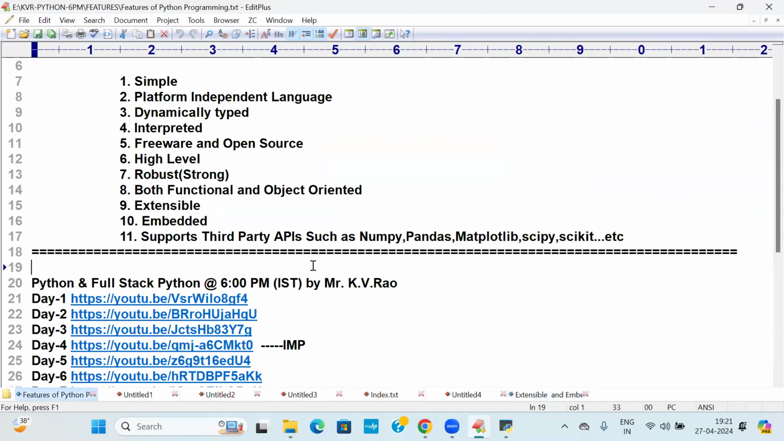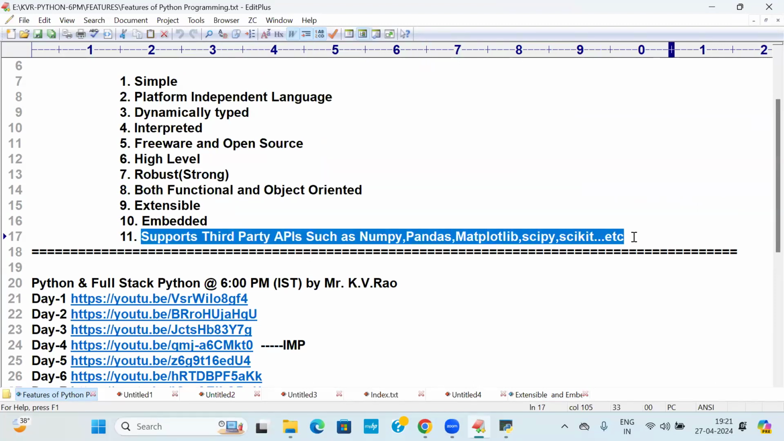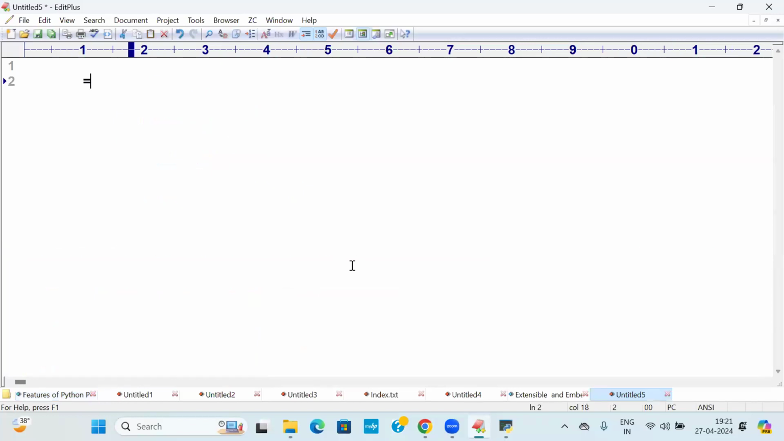Python is a rapidly growing language as of today. It has almost reached the peak in the industry, at AI level, machine learning level, deep learning level. See, the third one is the most beautiful thing: it supports third-party APIs. This is one of the beautiful facilities Python offers.